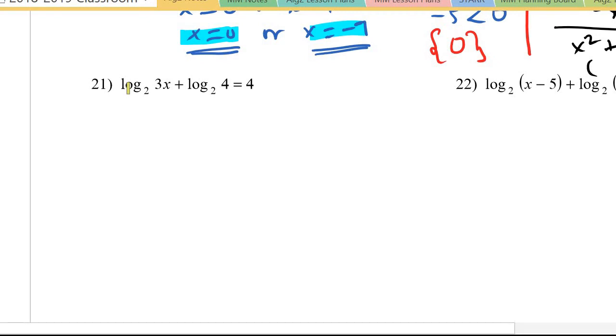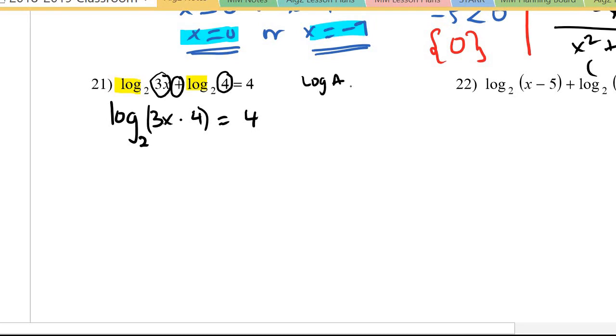All right, these are 2 logs. There's a log here, there's another log here. We're going to combine the logs as 1 log. This is a plus. This is a plus. That means we're going to multiply 3x times 4 equals 4. See what we just did there? We just multiplied these 2 inputs together because of the rule that says log A plus log B equals log A times B, okay?